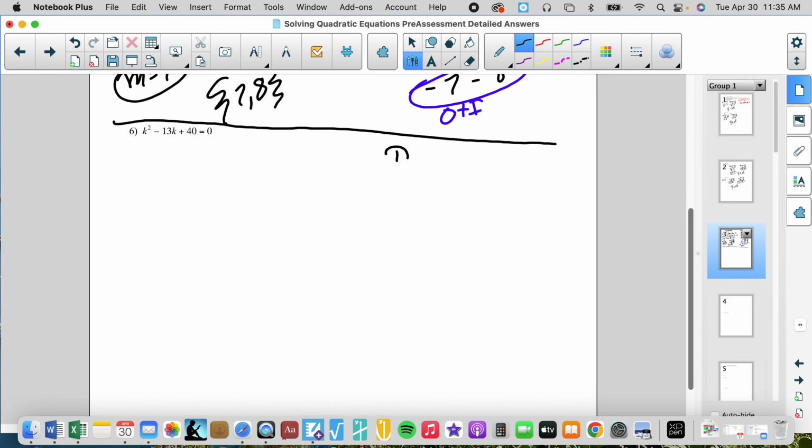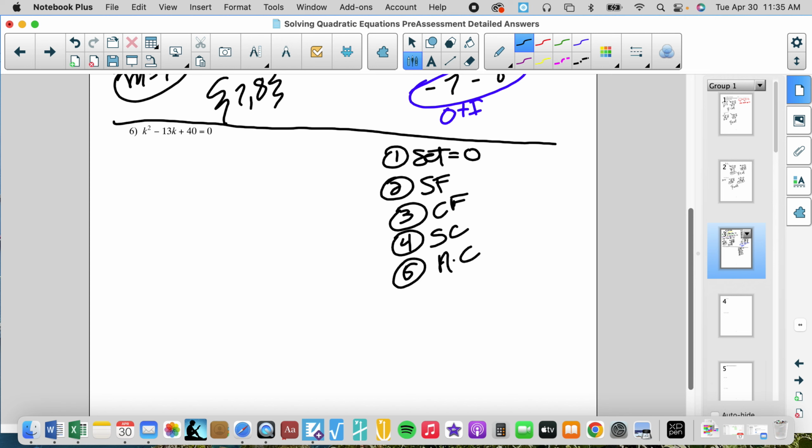We do 1. Is it set equal to 0? Yes, it is. Is it in standard form? Yes. Is there a common factor? Nope. Is it a special case? Set equals 0, okay, yep. Special case? No. 40 is not a perfect square. So we're going to do a times c. A is 1, c is 40.